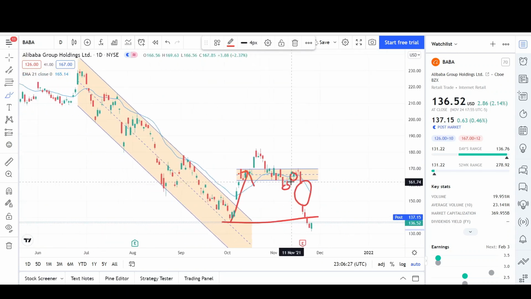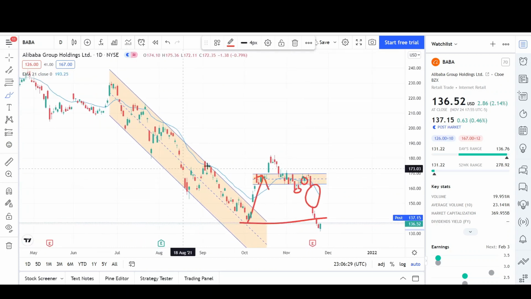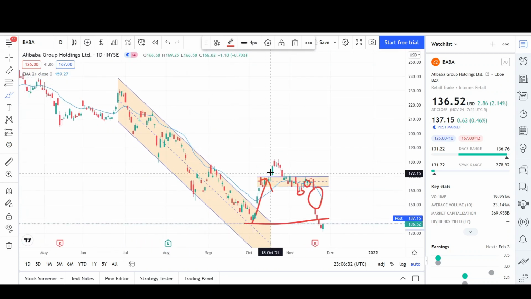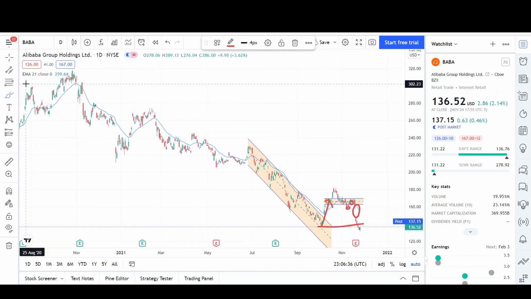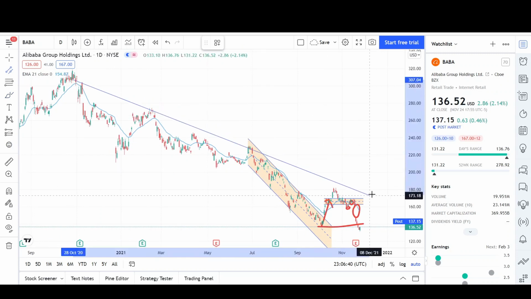Let me just zoom out a little bit more. So like I said, this downtrend is pretty much over, I believe, just because we had a break outside and a move to a new low. But the problem with Alibaba is that we might be still in this big downtrend channel right here, and that's what worries me the most.